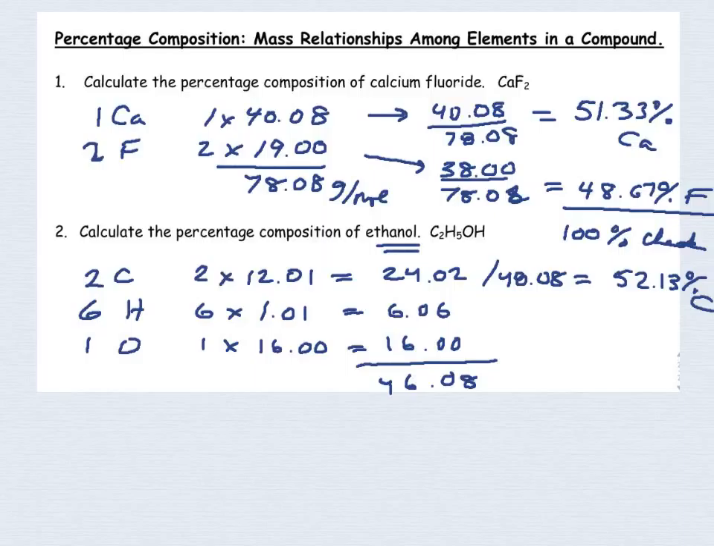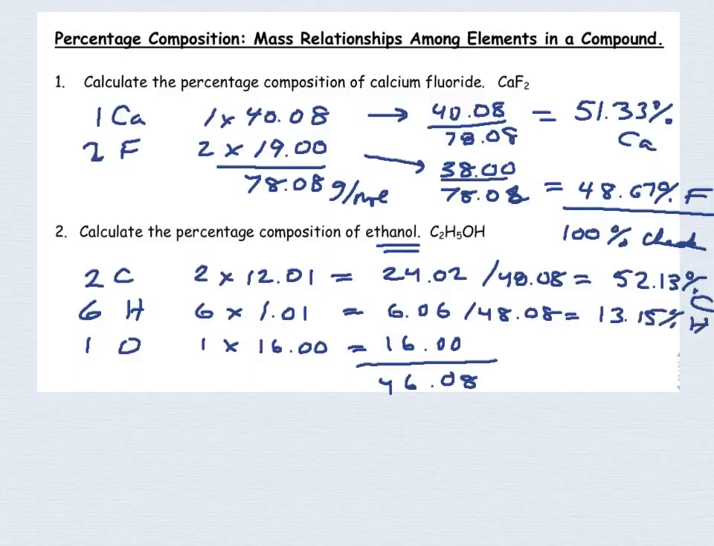Obviously the hydrogen is very light. When you divide that one through, you would expect that it would be a much smaller percent. And there's 6 atoms of it, but still, 6 out of 46 works out to be 13.15%. And that's the percent for hydrogen.